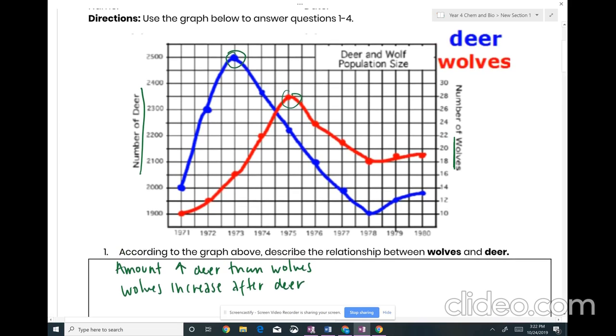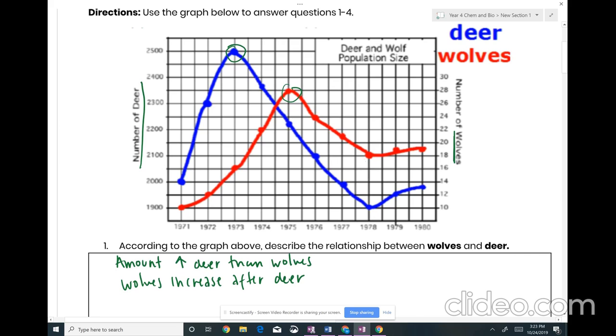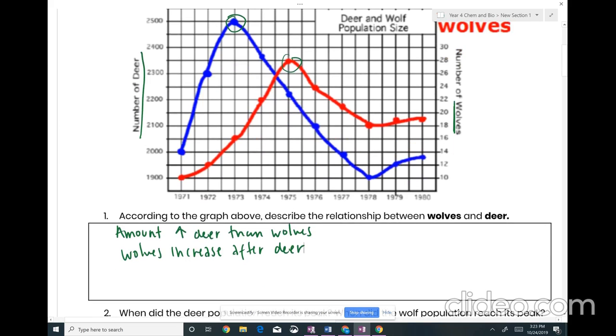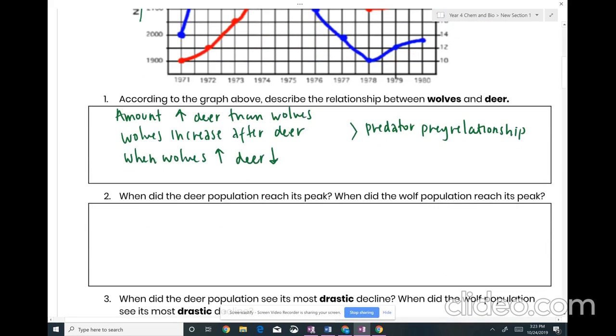And then we see that when wolves increase, deer decrease. Right, so when the wolves go up, deer go down, right? And this is because we have a predator-prey relationship, right? So in a predator-prey relationship, we're always going to see that we have a higher amount of prey than we do predator. And the predators, if there's an increase, it will always happen afterwards, right?